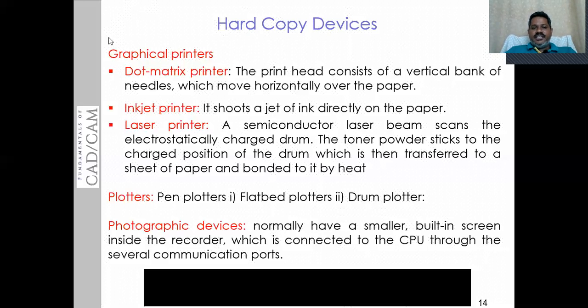Then you have the inkjet printer. The principle of the dot matrix printer and inkjet printer is the same, except the ribbon. In the place of ribbon, these needles are going to shoot the ink on the paper to get the image or to get the print on the paper. So directly these needles are going to spray the ink on the paper to get the image.